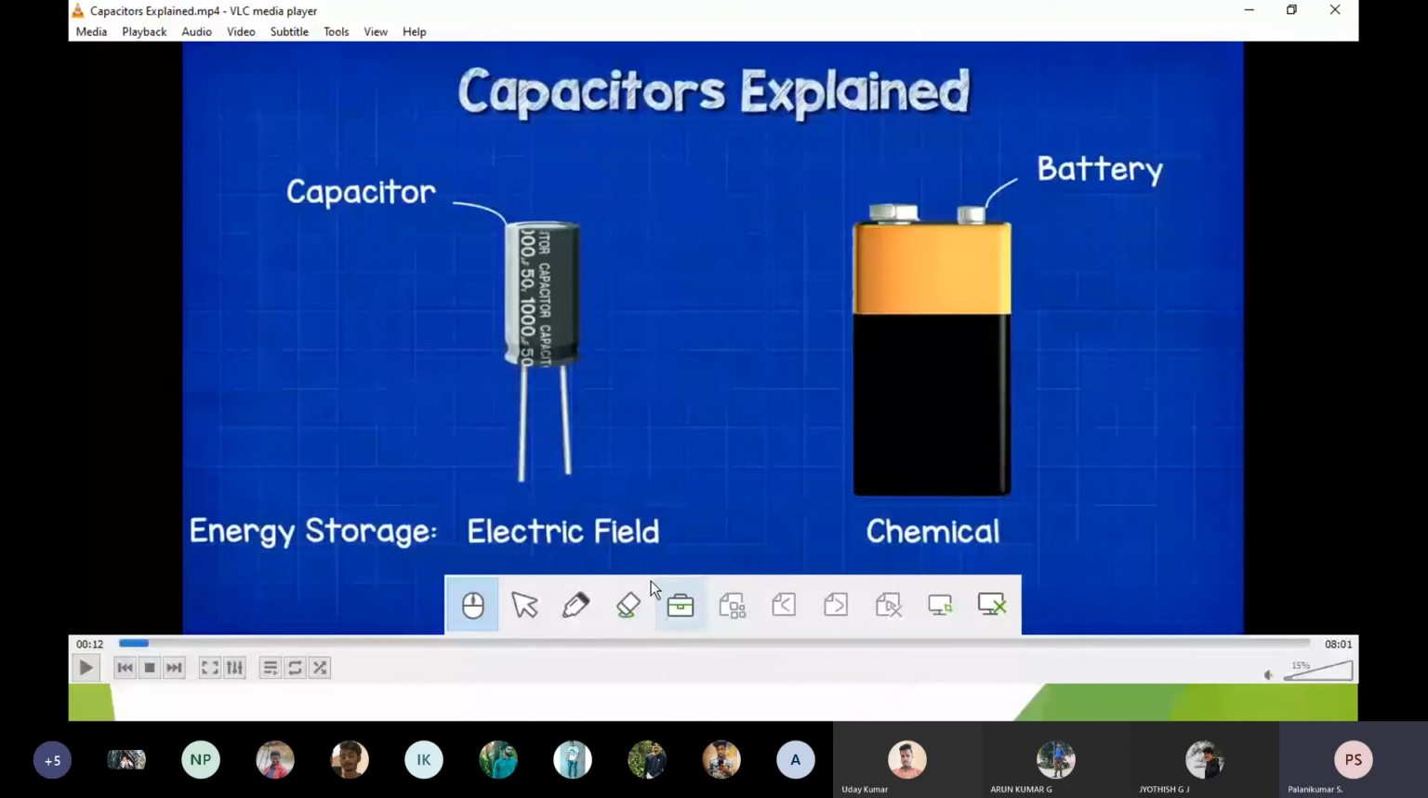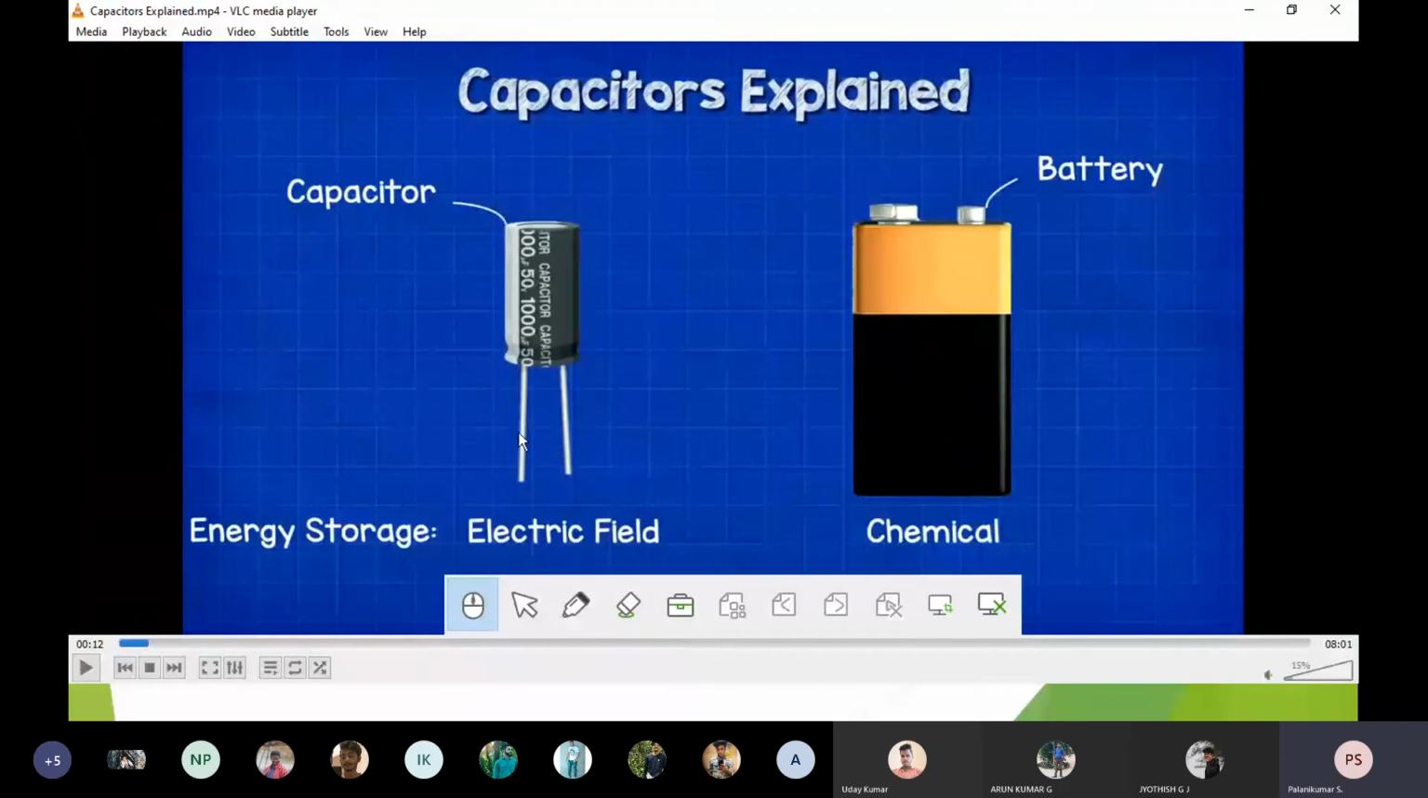In a battery we can store more energy, but in a capacitor we can store very little energy only. A very important advantage of a capacitor is that it can discharge a very high amount of energy, but a battery has a fixed discharge only. If you short circuit it, it will be discharged immediately, otherwise it will have a fixed discharge.